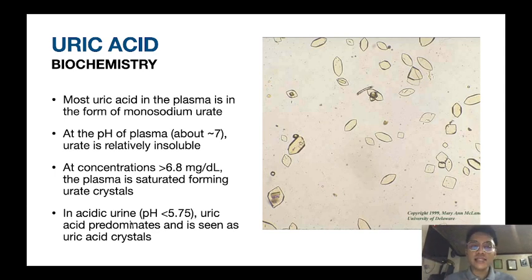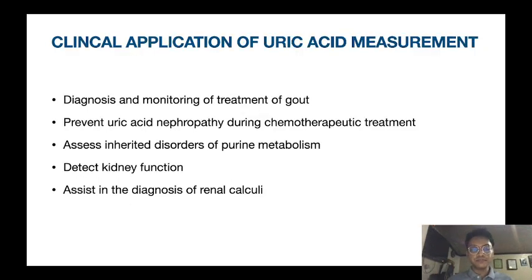On the other hand, sa acidic na urine, pH less than 5.75, 'di ba? Sa ating plasma, siya, neutral to basic siya. Ito acidic, less than 5.75. Uric acid predominates and is seen as uric acid crystals. Okay, itong nasa right, uric acid crystals siya. So hindi siya monosodium urate. Uric acid siya kasi acidic urine. So kapag acidic, uric acid, kapag basic or neutral, monosodium urate. Okay, remember that, guys.